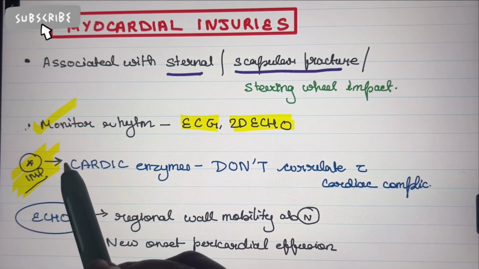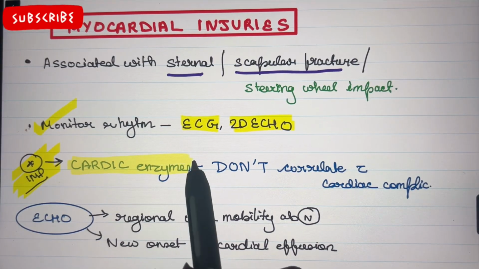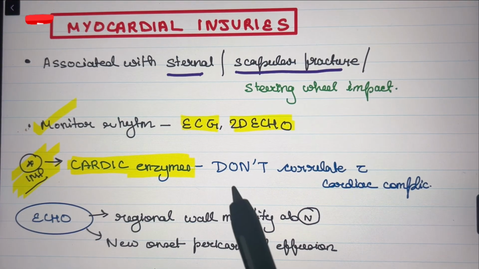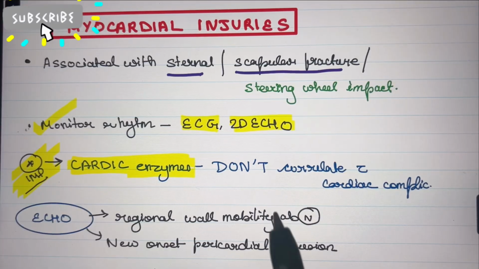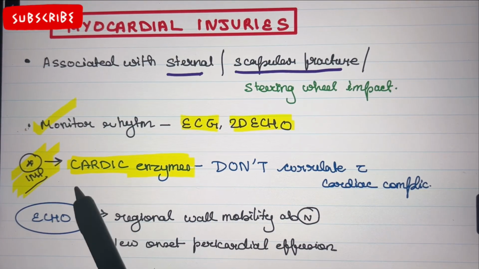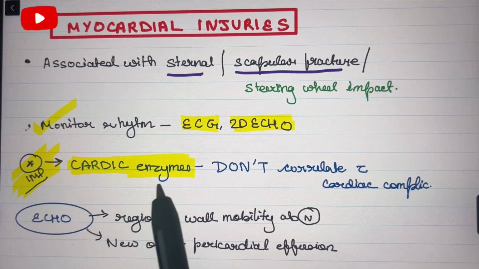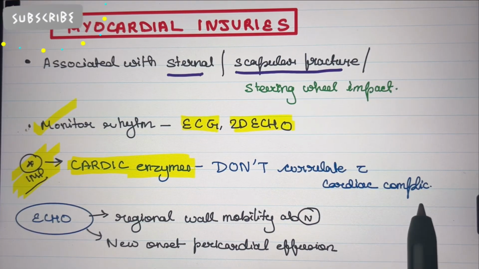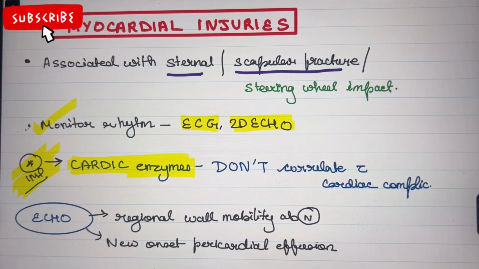If there is a myocardial injury and you only see that the cardiac enzymes are normal, it doesn't mean that the patient doesn't have any myocardial injury. So remember this line: cardiac enzymes don't correlate with cardiac complications in cases of trauma.